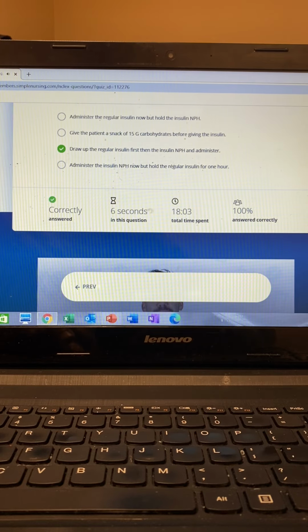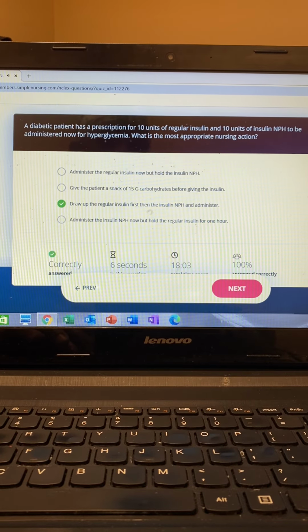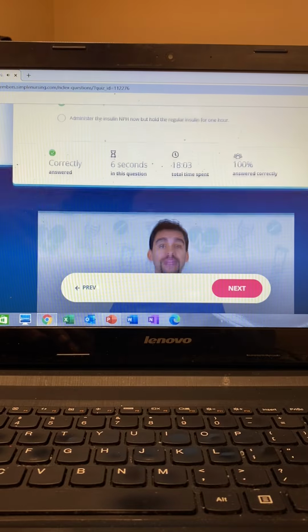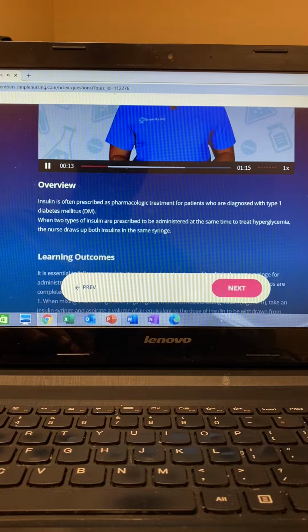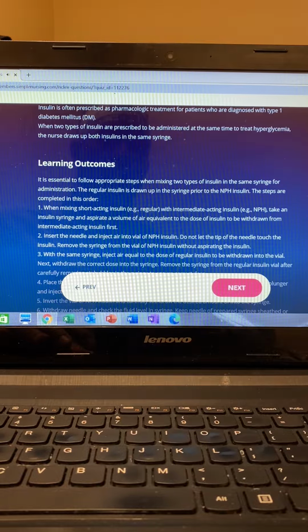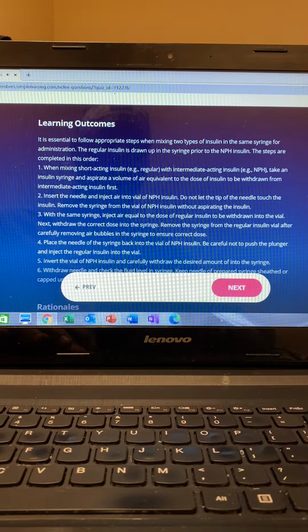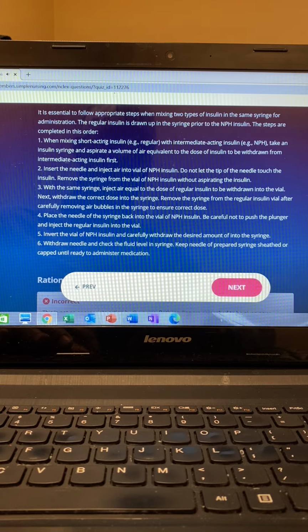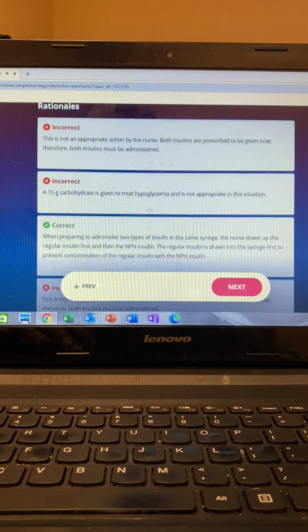Now, using our 3 steps, let's break this down. So this question is asking for the most appropriate action for the key problem. Patient has an order for 10 units of regular insulin and 10 units of NPH to be given for that hyperglycemia. So guys, before we look at the options, you're already thinking clear before cloudy. You want regular days before that cloudy NPH. So the solution here is preparing insulin per order.